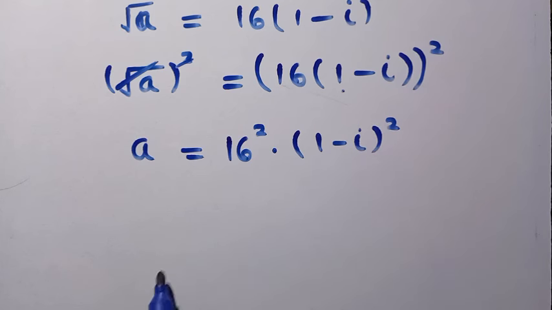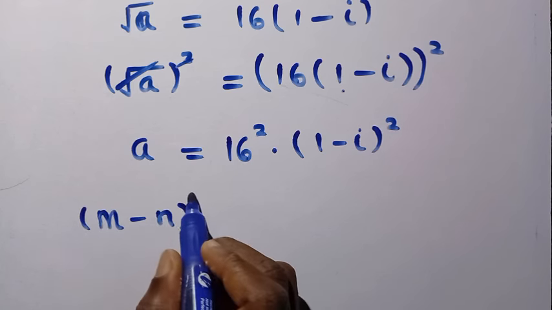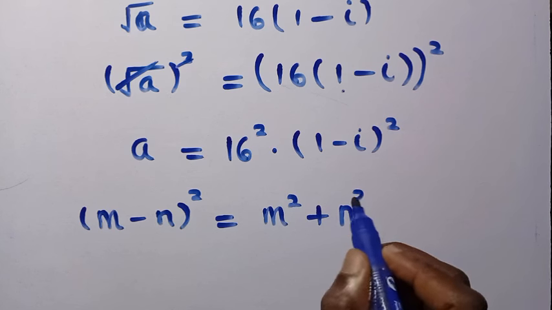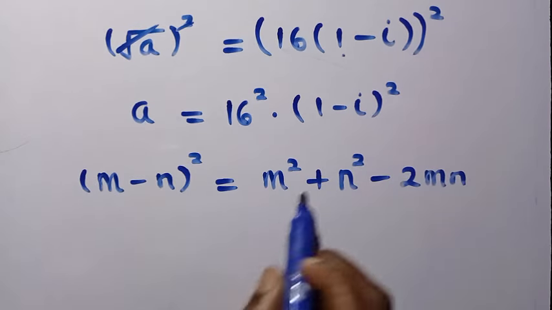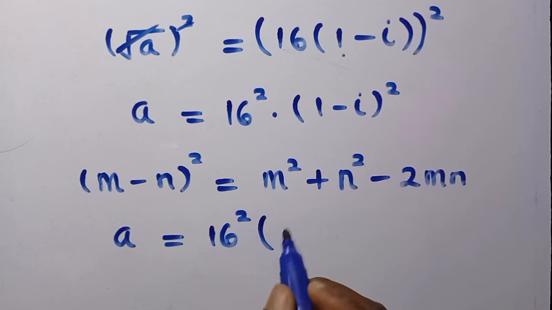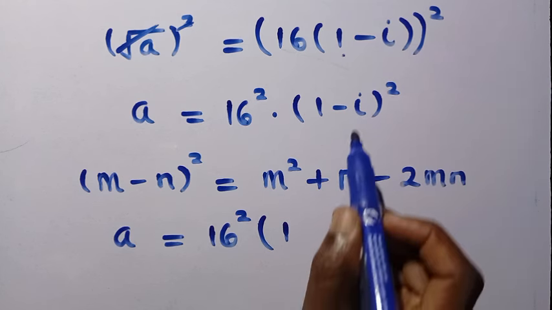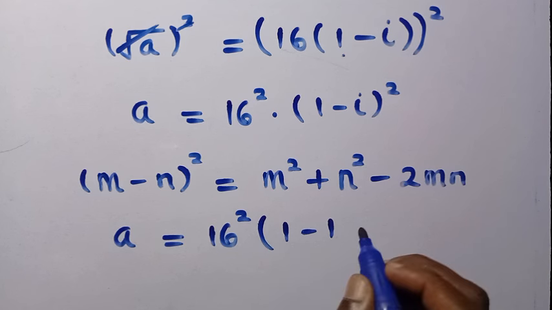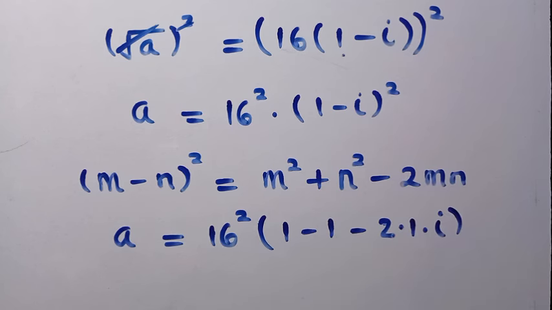So when we have 1 minus i squared, we consider from this expression as, suppose we have m minus n raised to power of 2. This equals m squared plus n squared minus 2mn. So by applying it with this, we are going to have a equals 16 squared bracket, so m is 1, that is 1 squared, we have it as 1. Then n here is i, and i squared here, that is minus 1, because i squared gives us minus 1. Then we have minus 2 times m, that is 1, and i here for n.